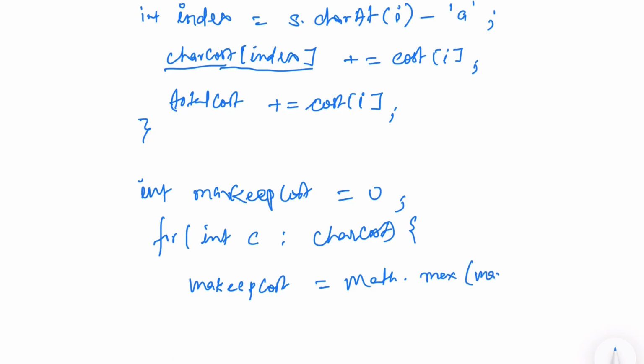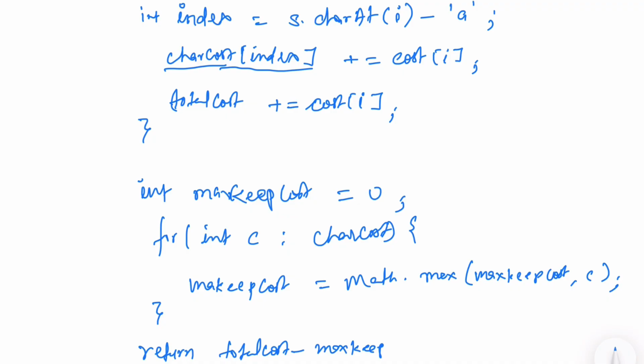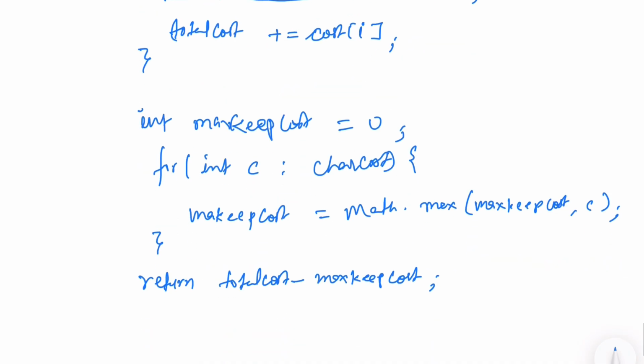So max keep cost we will take, and see this is the current cost for each character, and you will find the max keep cost. Now you have to return the total cost minus max keep cost. Like this you will do and you can return it here.